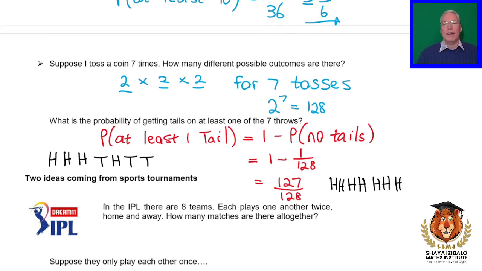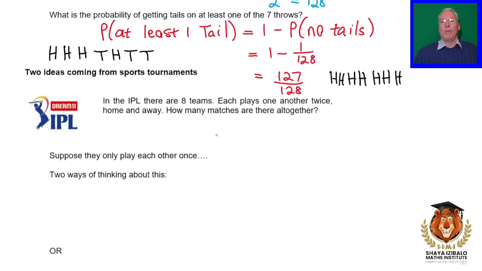Now, 2 ideas coming from sports tournaments. In the IPL, there are 8 teams. This might have changed, but each plays one another twice, home and away. How many matches are there altogether? So let's try and think about this.